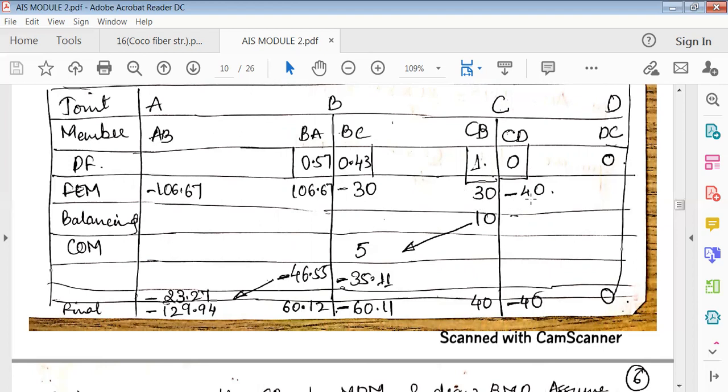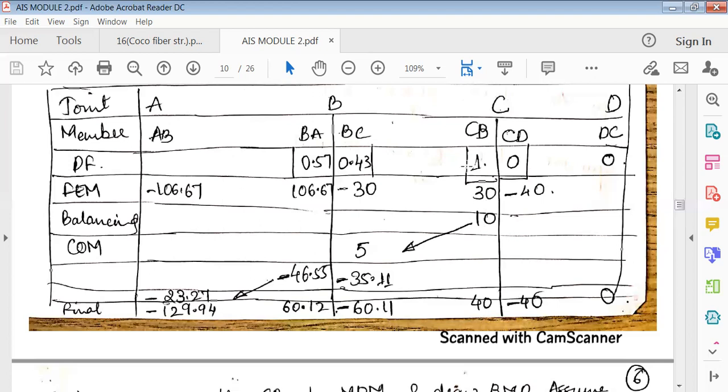Okay, important thing, whenever you're balancing the moments, you have to always first add those. If you get a negative answer, then change the sign and then write this answer here. Change the sign, multiply with the distribution factor, and then write the answer. So right now it is 30 minus 40, which is minus 10. So minus 10, change the answer. So it becomes plus 10. So plus 10 into 1. So it becomes 10 here. So I've written here. And here 10 into 0 is 0 only.